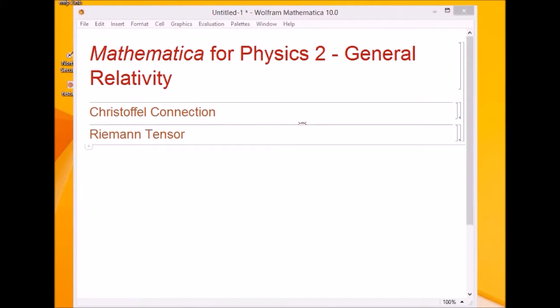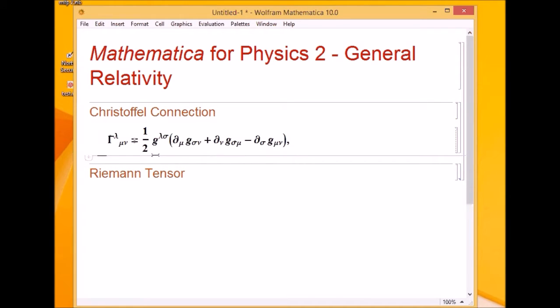Hello and welcome to Module 2 of Mathematica for Physics. In this video, we will see the application of Mathematica to general relativity calculations. I will assume that you know a bit of general relativity. So let's write a code to calculate the Christoffel connection.